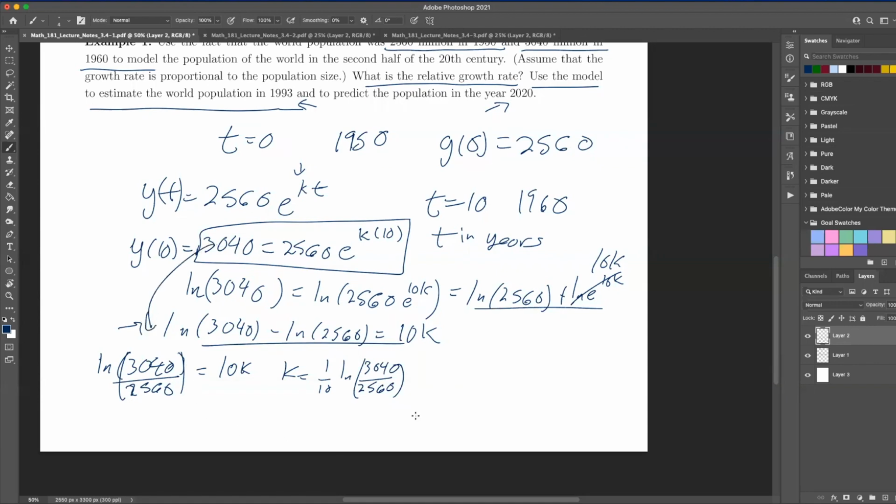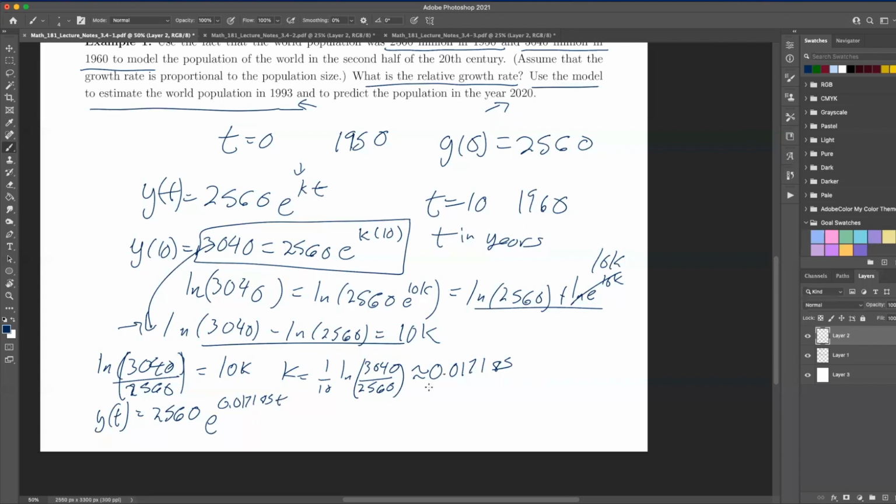Everyone see how I could have just done that? Anyways, if we plug that in, you're going to get k is roughly equal to 0.017185. Okay, so we get our k here. Once we do that, we get our official population equation. So y of t, or you can use p. I think your book uses p when it solves it. So y of t equals 256 times e to the 0.017185. I forgot one.